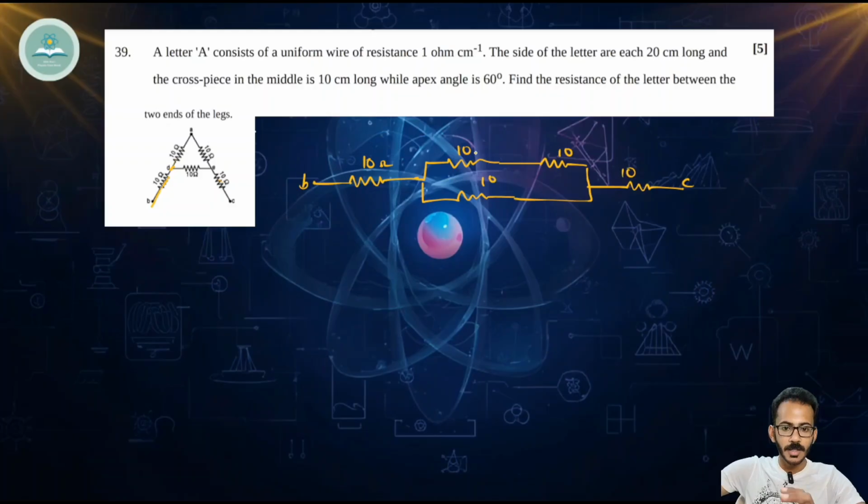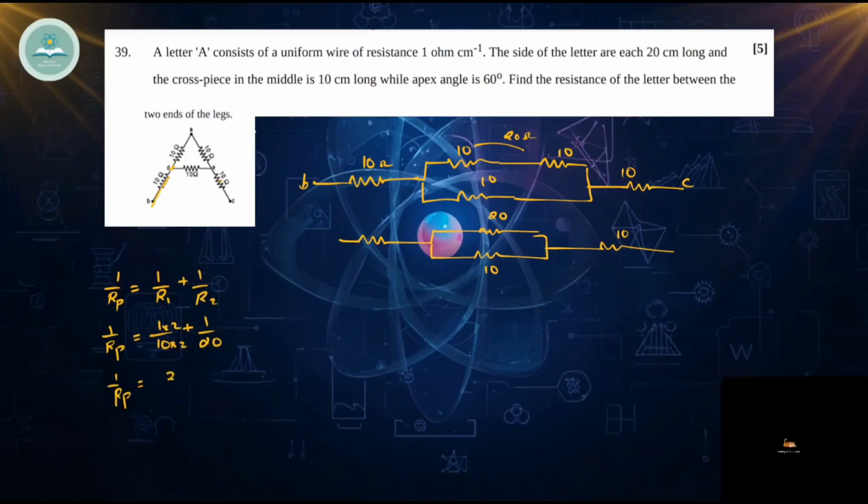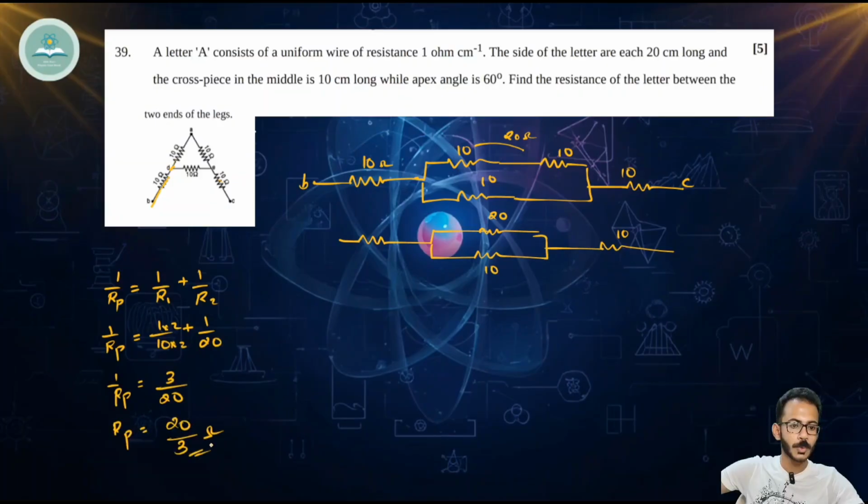So now the center portion. In the center portion, the first two are in series, and the bottom one is connected in parallel to that. So when it is series, 10 plus 10, we have 20 there. And now again the figure will change. So we have a 10 ohm, then 20 ohm and 10 ohm in parallel, and one more 10 ohm. So let's find out the effective resistance at the center part. So 1 by Rp is equal to 1 by R1 plus 1 by R2. 1 by Rp is equal to 1 by 20 plus 1 by 10. So into 2, we'll get 1 by Rp is equal to 3 by 20. Rp is equal to 20 by 3 ohm.